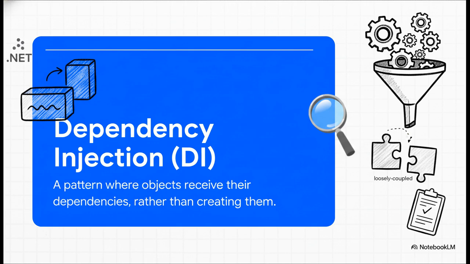See, instead of a class creating its own dependencies, like making a new database connection itself, we inject it from the outside. Hey, remember that dependency inversion principle we just talked about? Well, this is how you actually do it in the real world. It is the key to building testable, loosely coupled systems.